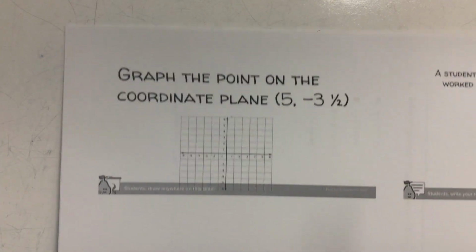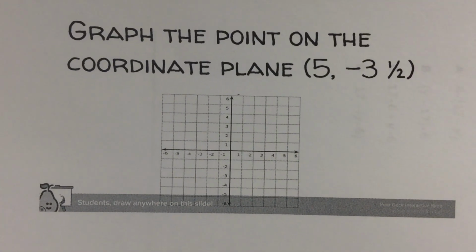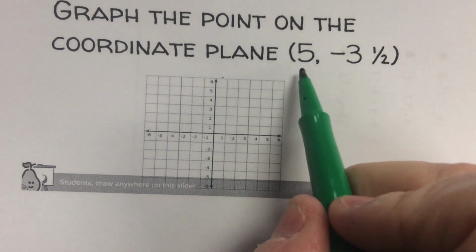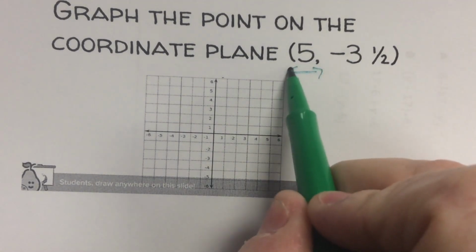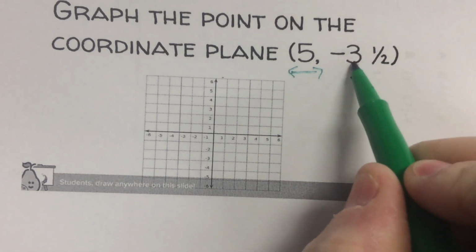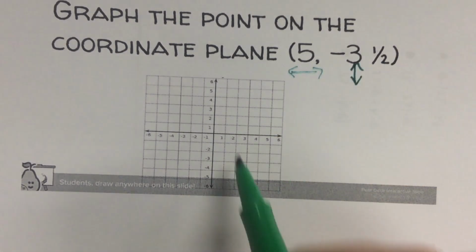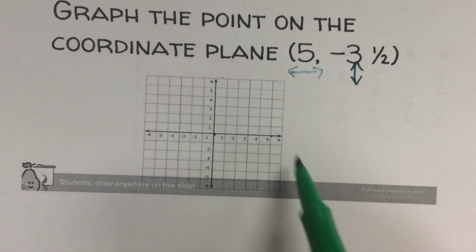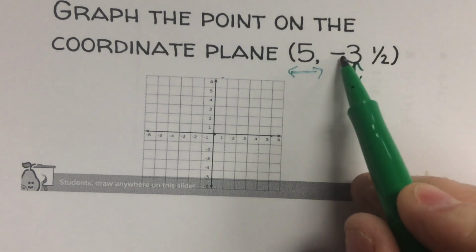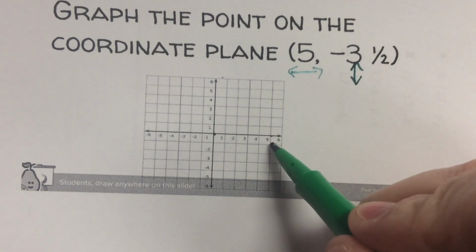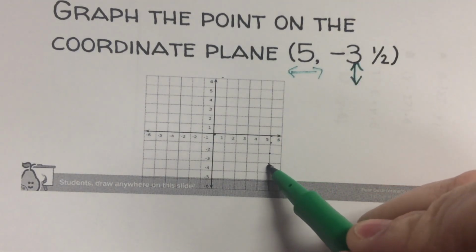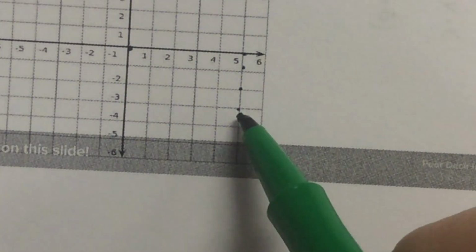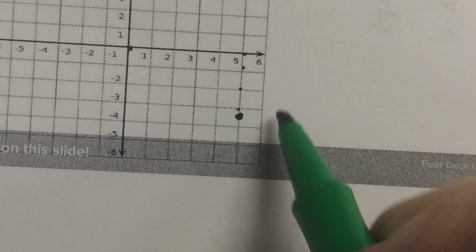Alrighty, right here. Graph this point on your coordinate plane. 5, -3.5. Now remember, your x value tells you how far you go left or right, and my y value tells you up or down. Well, 5 is positive, so it means I'm going to start at the origin and go over 1, 2, 3, 4, 5 spaces. And then I'm going to go down 3.5 because it's negative. So 1, 2, 3.5. So I'm actually going to be between two lines because it is over 5, down 3.5.